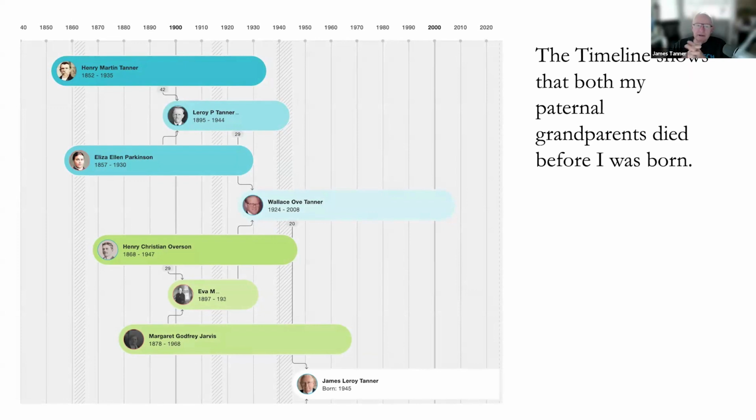So here's kind of what it looks like. Now I'm down there at the bottom, and I was born when my father was 20 years old, and he was born when his father was 29 years old.